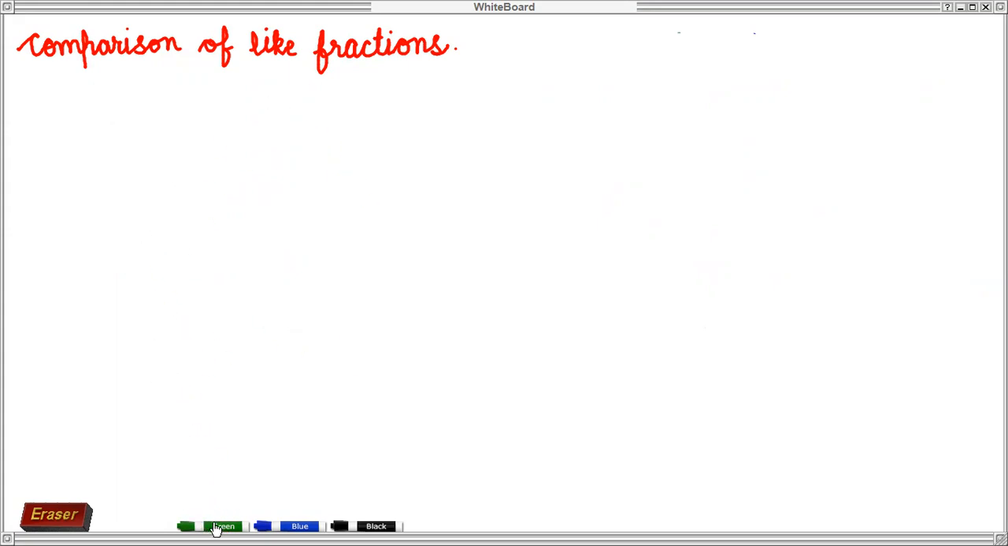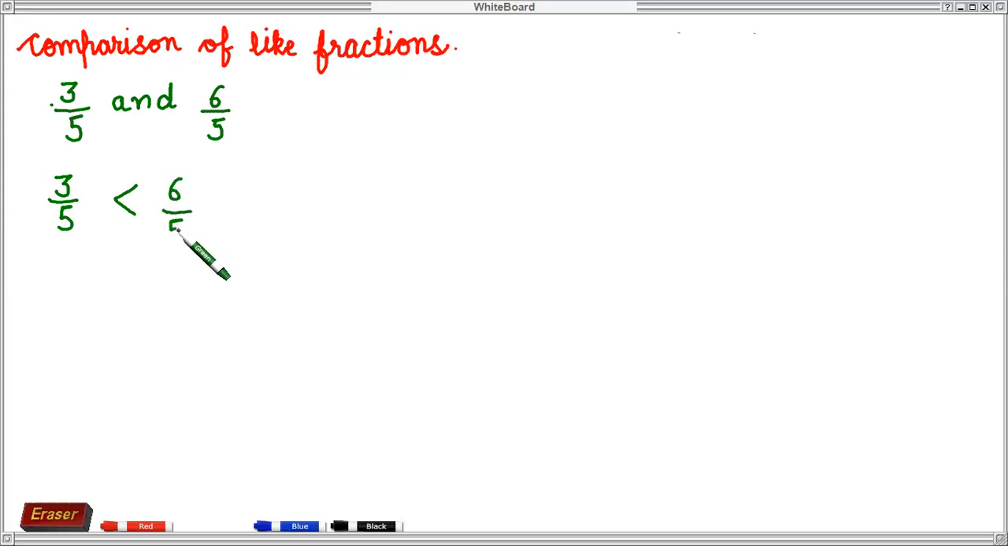Suppose these are the two fractions given, 3 by 5 and 6 by 5. Here these are like fractions because the denominator is the same. Now we will check the numerator only. Here it is 3, here it is 6. So 6 is more than 3. So 6 by 5 is greater than 3 by 5.